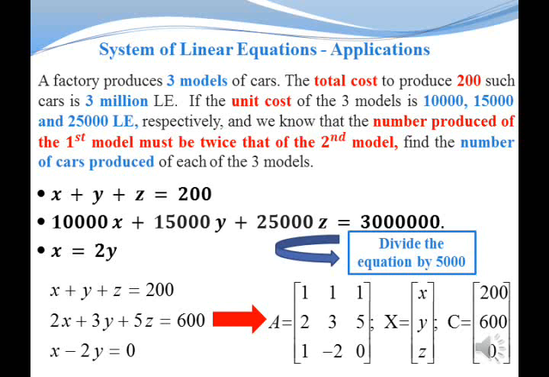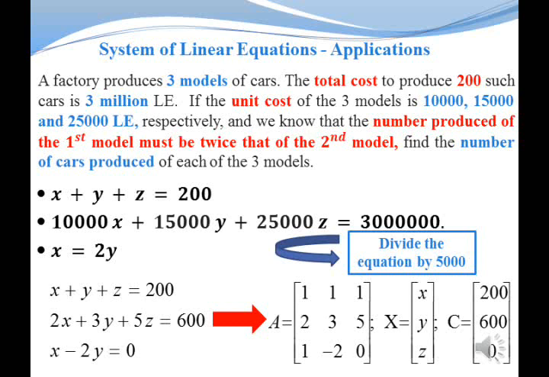But in order to make the second equation a bit easier, we can divide both sides of the equation by 5,000, giving us this simplified equation: 2x + 3y + 5z = 600. Now we have a 3 by 3 system of linear equations. We can solve this system using any of the methods that we consider.